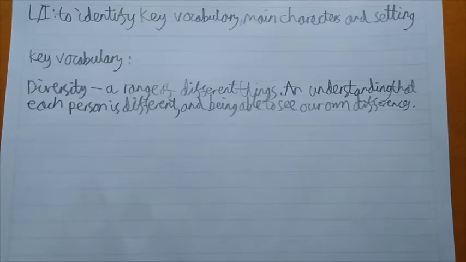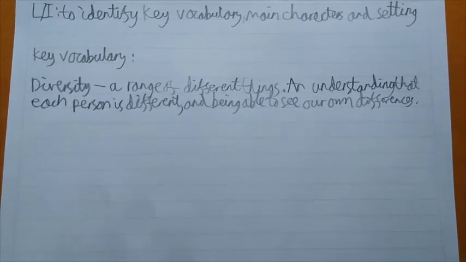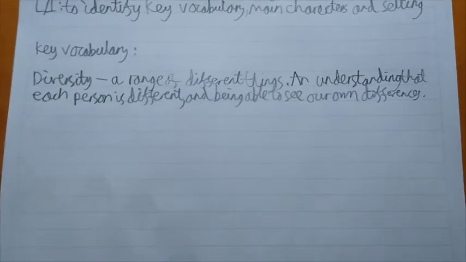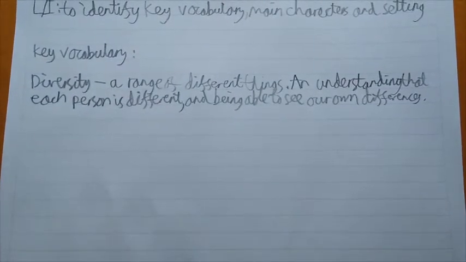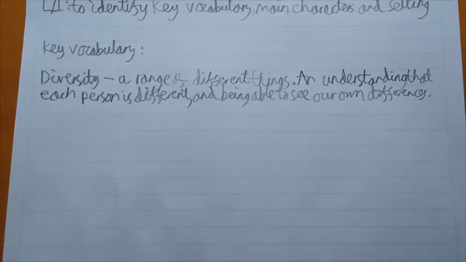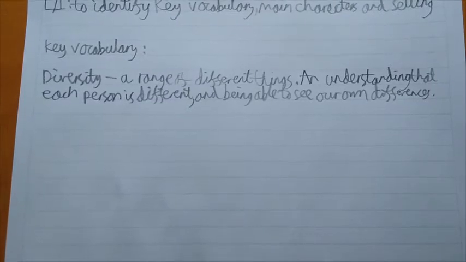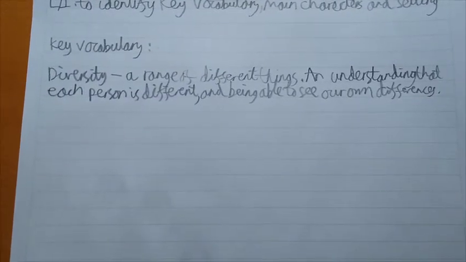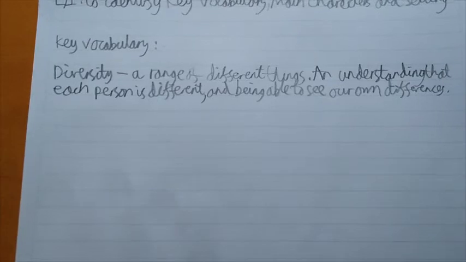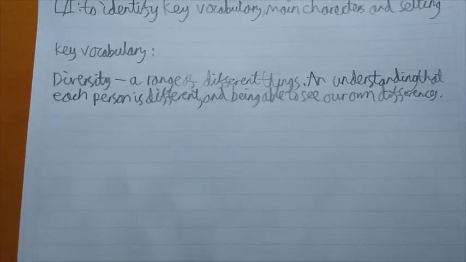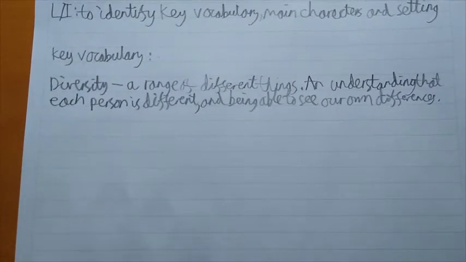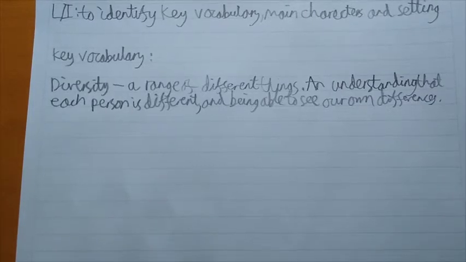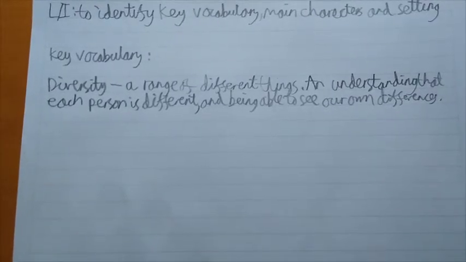unique differences. So I understand that each person is different, so they might like different things. So one person might like Bruno Mars and the other person might like the Beatles, for example. And being able to see in our own differences, so see what is different about us to other people and really, really learn to appreciate them.